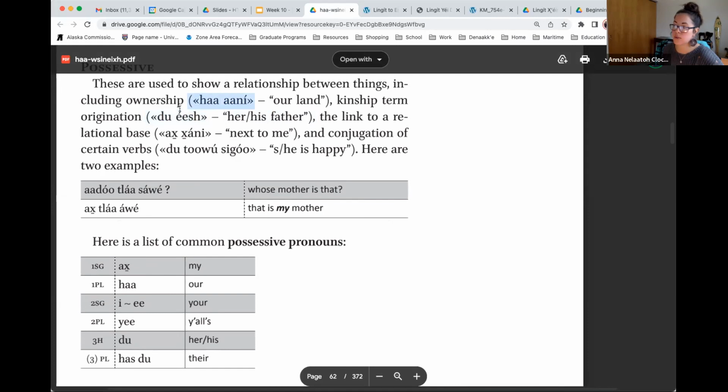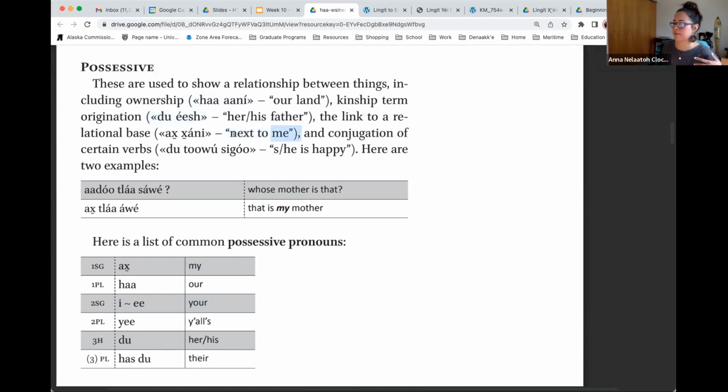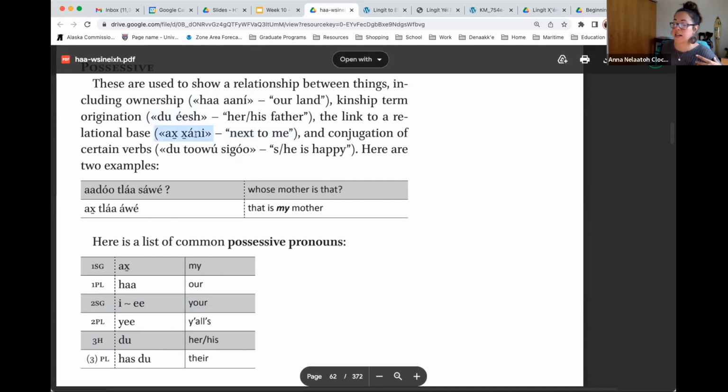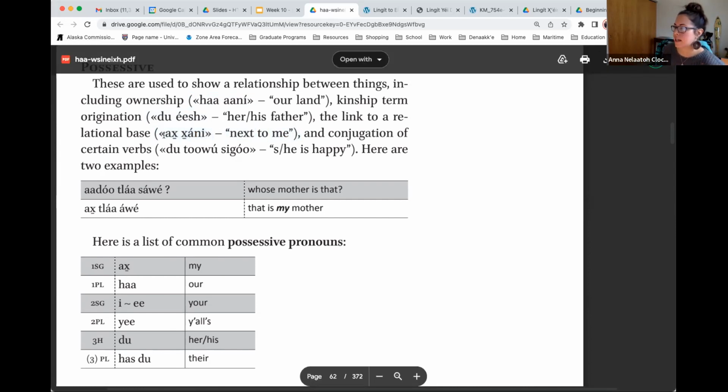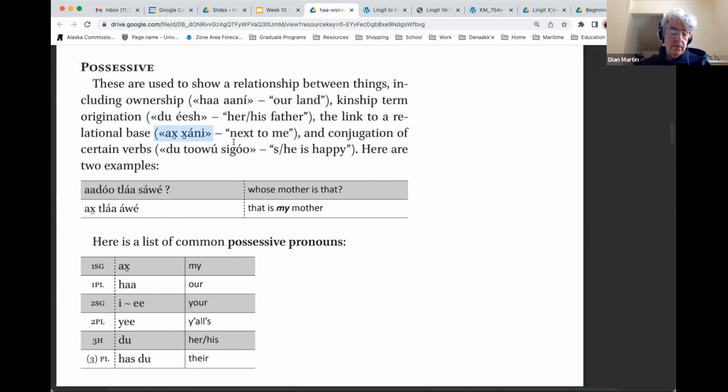So these are two ways so far that we would use possessive pronouns. It's something belongs to us, a kinship term, or the link to a relational base. So next to me would use, even though in English, me might be an independent pronoun. In Tlingit, you're saying kind of like my next to area, kind of by my side. And so you would say, repeat after me, Kayaaní. Taanáx. Honey. Okay.